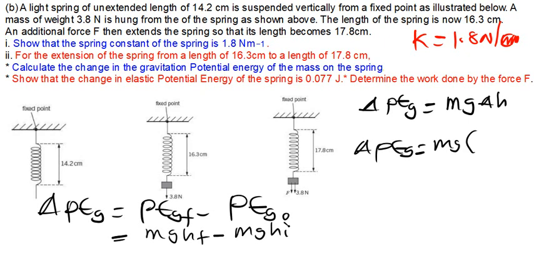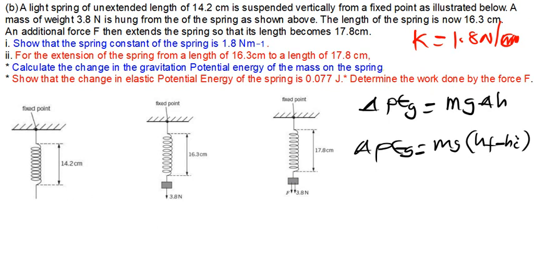So which h are we talking about? The h final is this. They are saying that for the extension of the spring from the length of 16 to this, that is my final. Now I have to convert that to meters. So I'll say 17.8 divided by 100, meaning I'm converting this from centimeters to meters. What are we going to have? Those having calculators, what are we going to have?